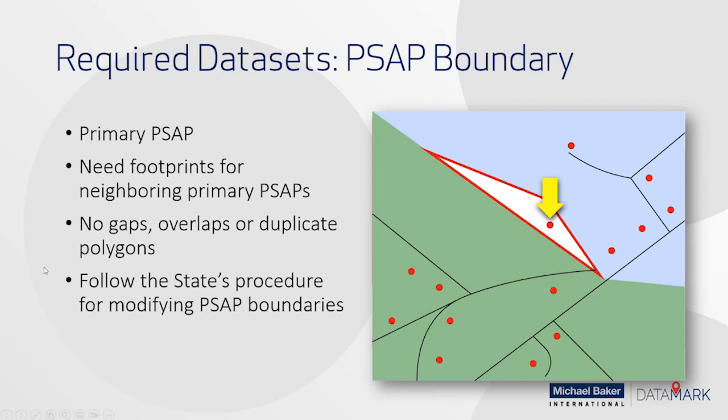All right, so the PSAP boundary is incredibly important. The PSAP boundary is responsible for routing the call. The PSAP boundary determines who gets the call. So before anybody ever answers the phone, it has to access this data. The call has to access this data before it can ever be answered.